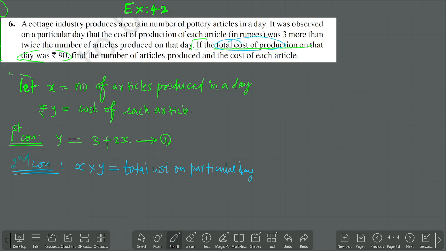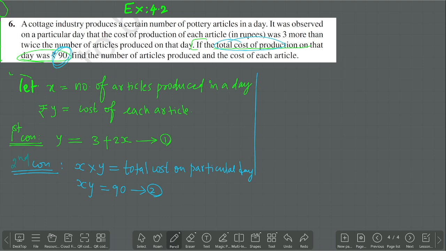That particular amount only is given in the question. What they mentioned here is 90 rupees. So x into y is equal to 90 rupees, equation number 2. Do you understand how we are getting equations 1 and 2? Now take equation 1, substitute in 2, and you will get what we need.